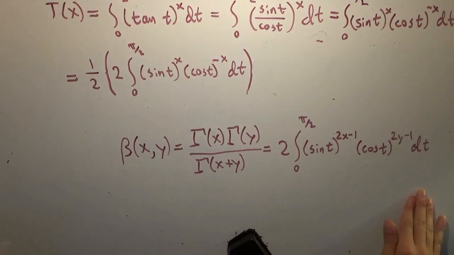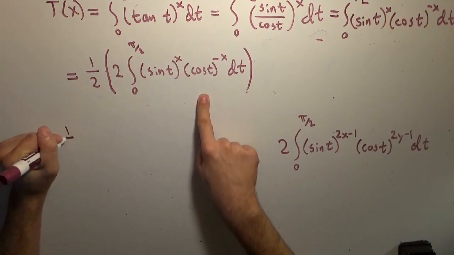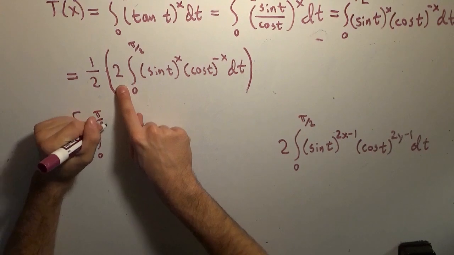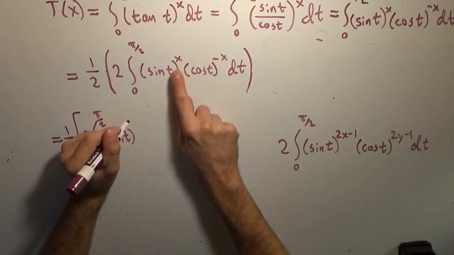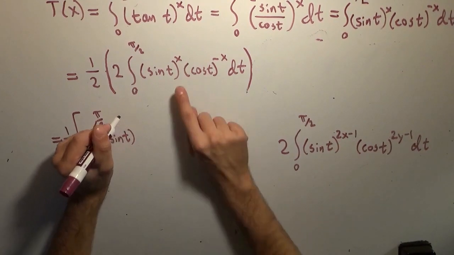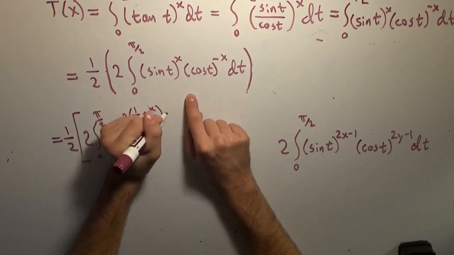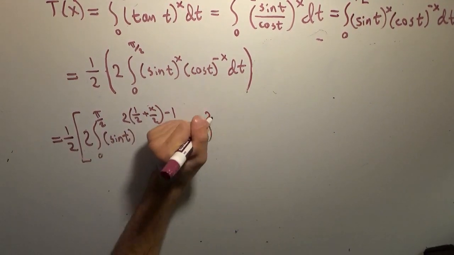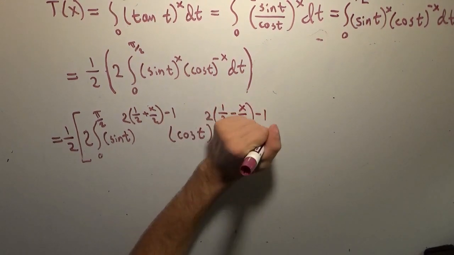So because of this relationship and this representation here, we can see that this is equal to 1/2 times 2 times the integral from 0 to pi over 2 of the sine of t to the power of, how can I write x as 2 times something minus 1? Well, it's going to be 2 times (1/2 plus x over 2), all minus 1, times the cosine of t to the power of 2 times (1/2 minus x over 2) minus 1 dt.